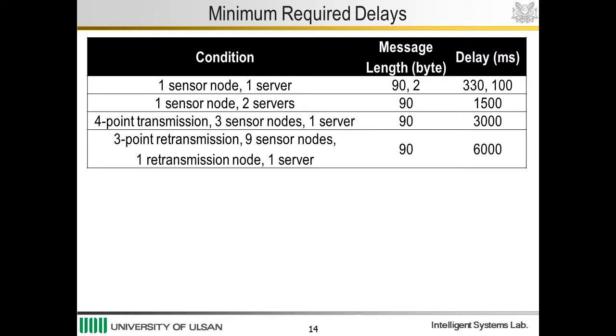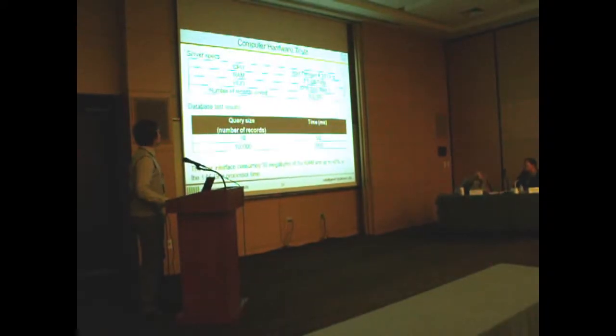And with 4-point retransmission, when one sensor node sends data and 2 other sensor nodes retransmit data, the delay has to be at least 3 seconds. Otherwise, we start to lose our data. And with 9 sensor nodes, with 3-point retransmission, we have to have 6 seconds delays. Otherwise, we lose the data.